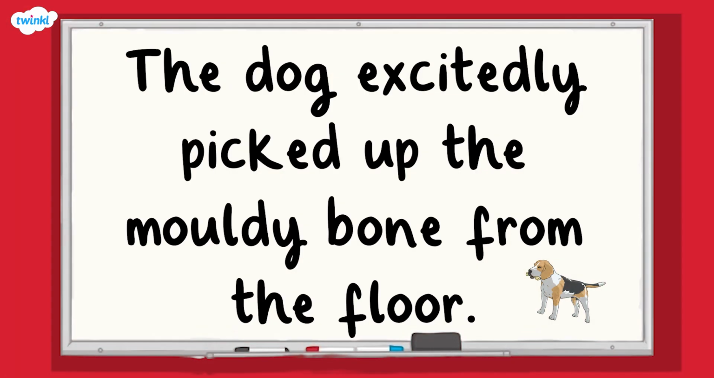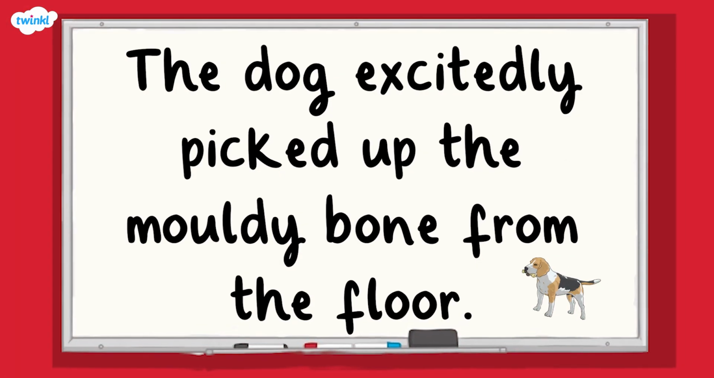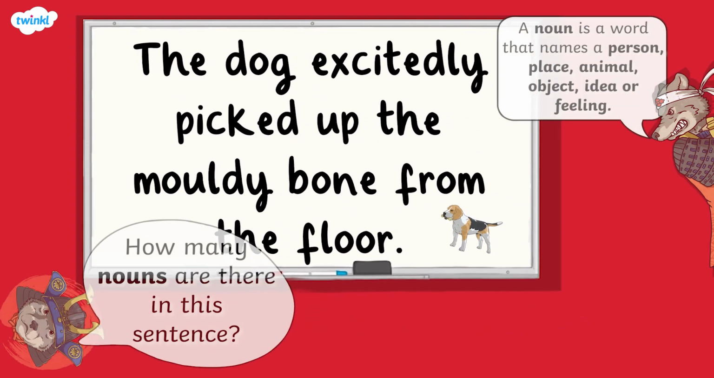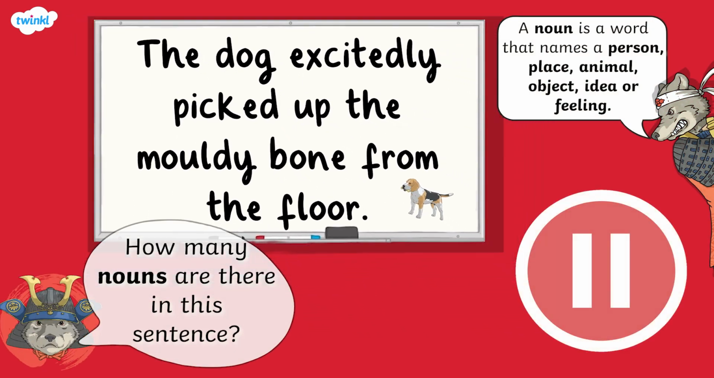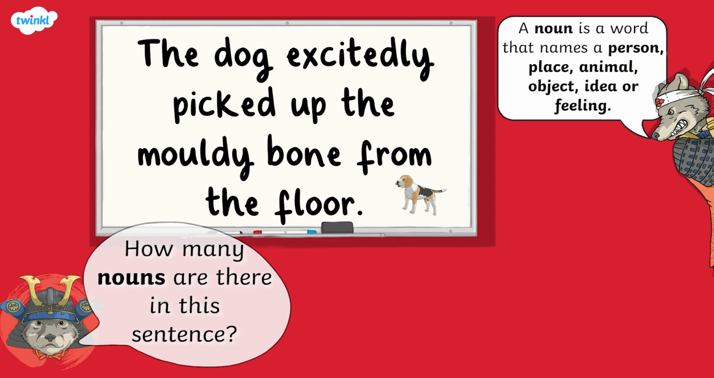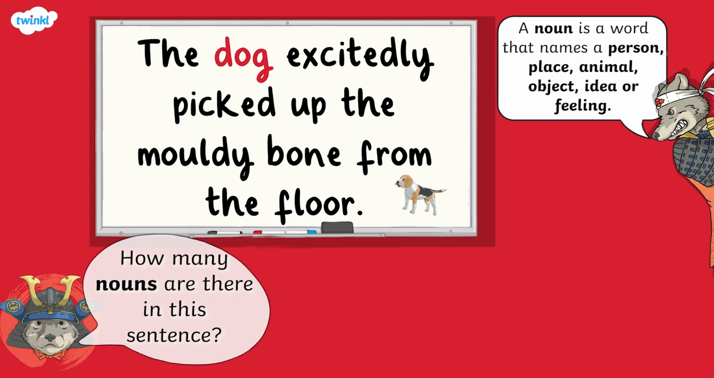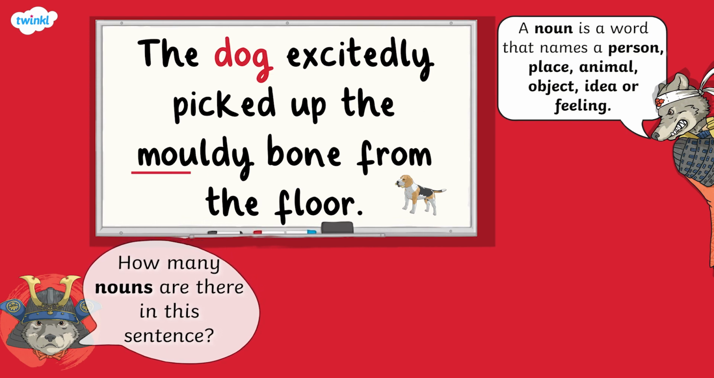Take a look at this sentence. The dog excitedly picked up the mouldy bone from the floor. How many nouns can you spot? In this sentence, the word dog is naming the type of animal. Dog is a noun. The dog is picking up the mouldy bone.